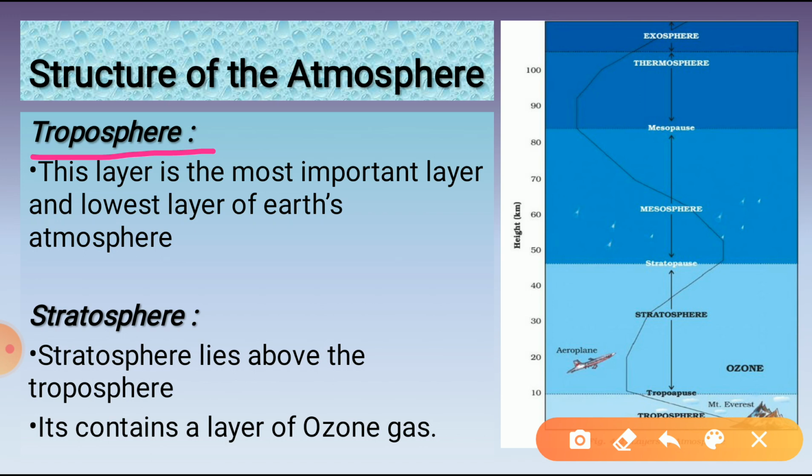Next is stratosphere. It is the second layer above the troposphere that starts from where troposphere ends and extends up to 50 km from Earth's surface. Aeroplanes fly in this zone as it is devoid of clouds and weather disturbance. The presence of ozone layer within the stratosphere is extremely useful as it protects the earth from harmful ultraviolet rays of the sun.